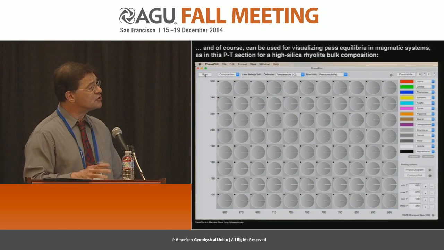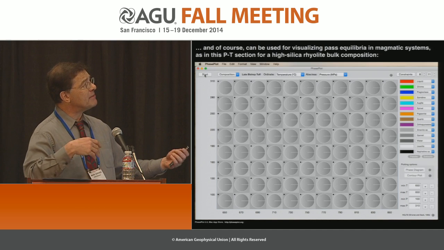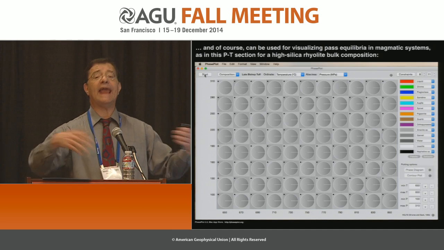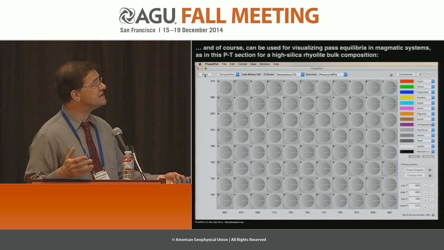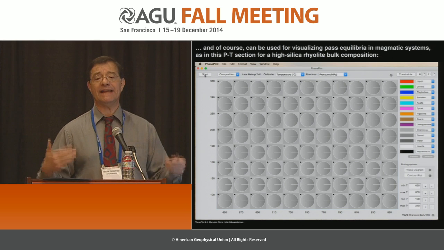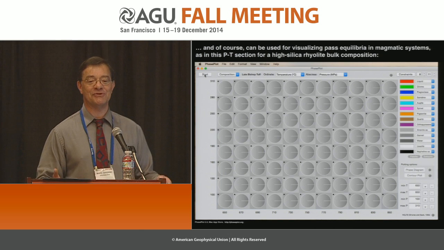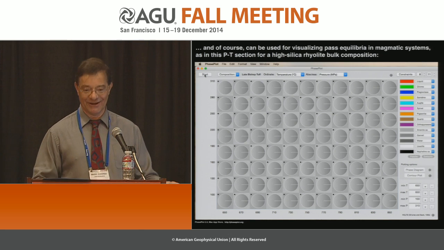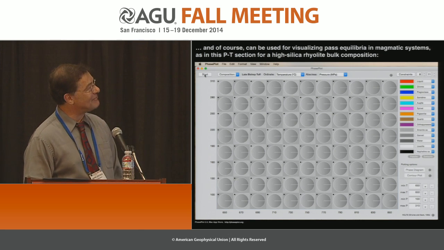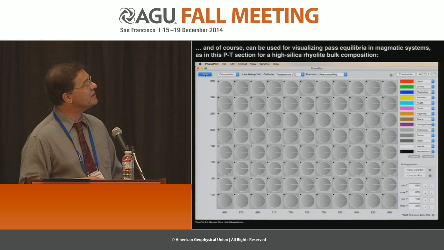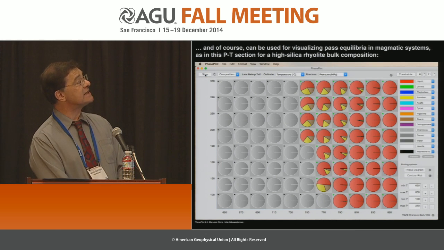So pseudosections, of course, can be applied to virtually any area of the geosciences, and I wouldn't be standing here today, right, if we couldn't do computational thermodynamics and pseudosections on silicate liquids. So here's an example of a pseudosection computed for a high silica rhyolite.